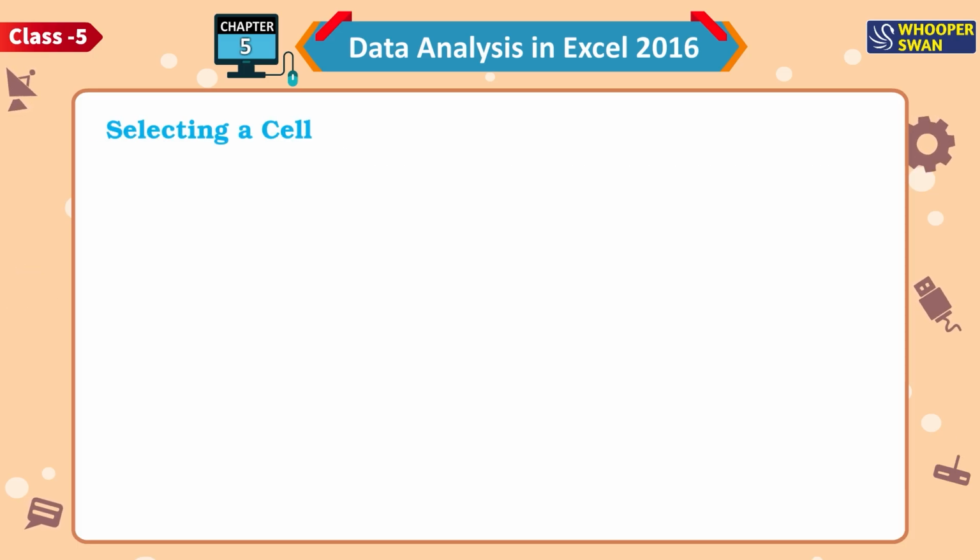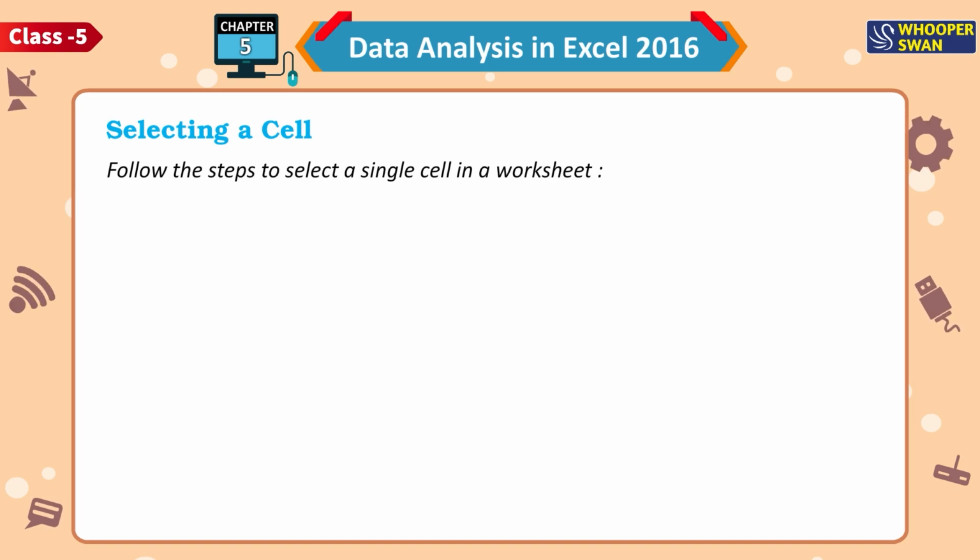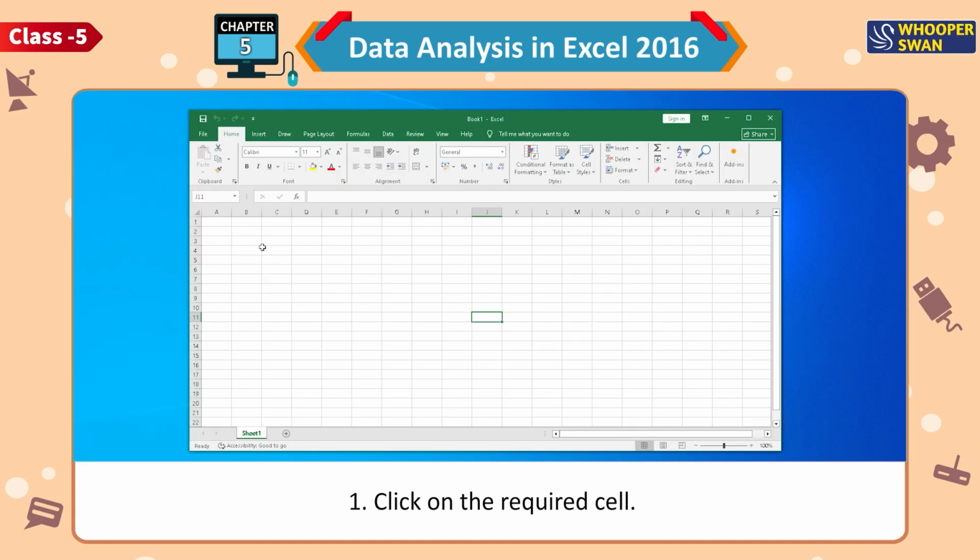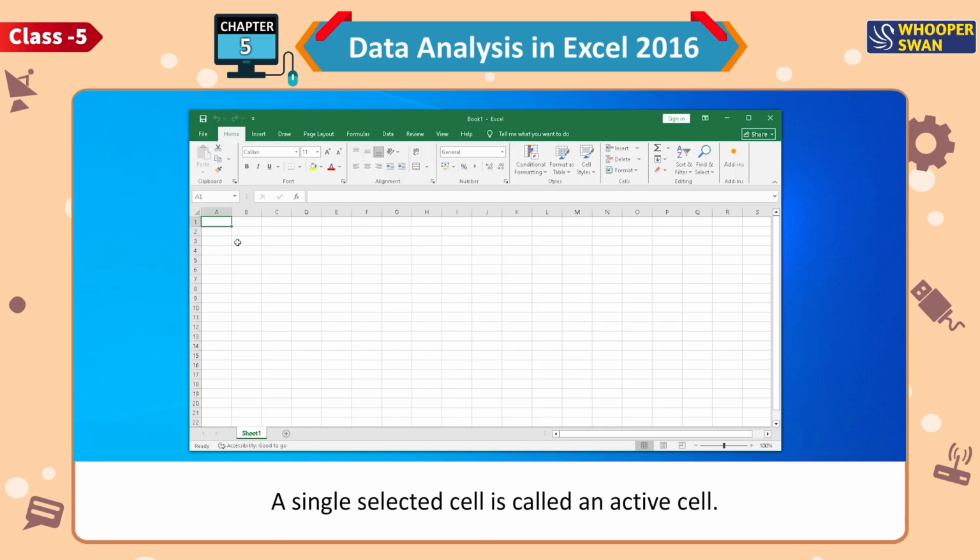Selecting a cell. Follow the steps to select a single cell in a worksheet. Step 1. Click on the required cell. A single selected cell is called an active cell. Step 2. A highlighted border will appear around it.